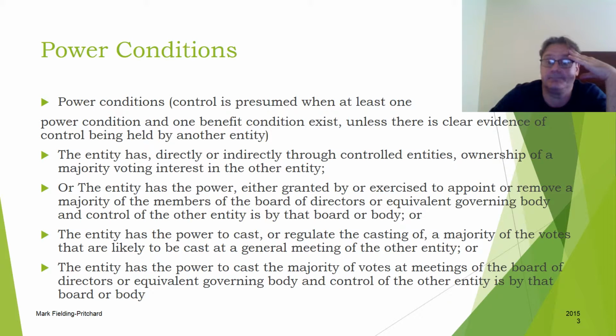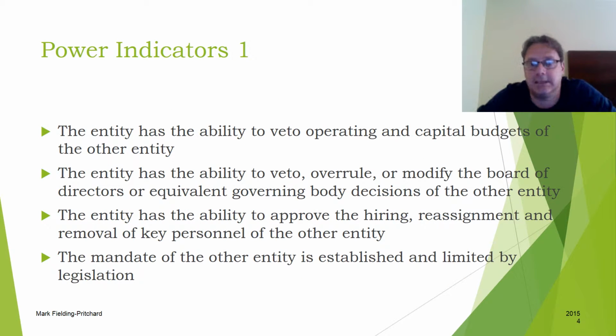Read the slide. So these, therefore, are just indicators that power exists. We have the ability to veto operating and capital budgets. We can veto, overrule and modify the board of directors. We have the ability to approve the hiring of key personnel, and the mandate is established or limited by legislation. Please remember, my background is government accounting.